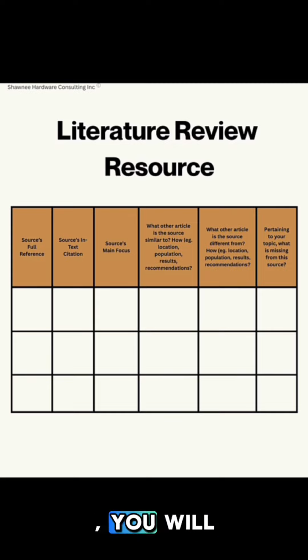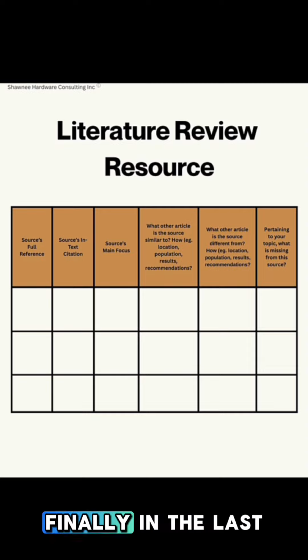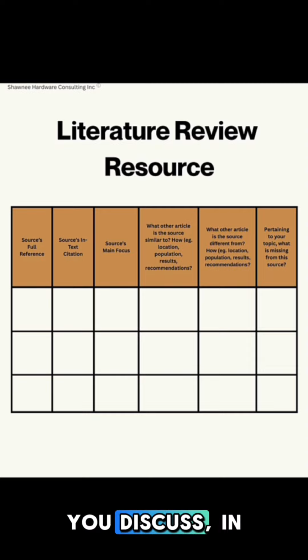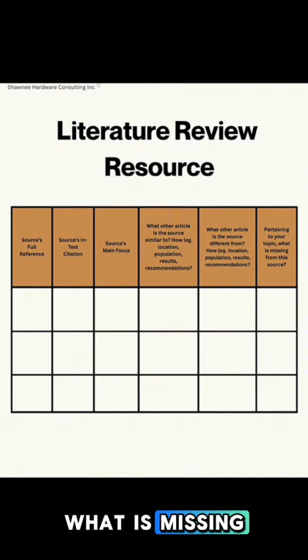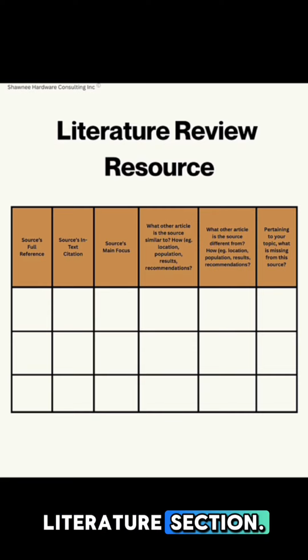In the third column, you will list the source's main focus. In the fourth column, you discuss articles that you've read which are similar to the source that you're discussing and how. In the fifth column, you discuss articles that are different from the source you're discussing. And finally, in the last column, you discuss, in relation to your specific topic, what is missing from this particular source. And this will help you to think about the gaps in the literature section.